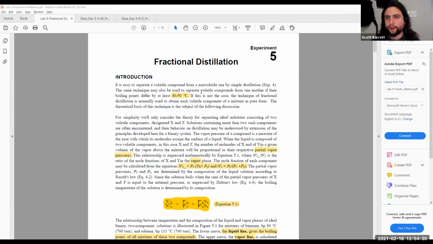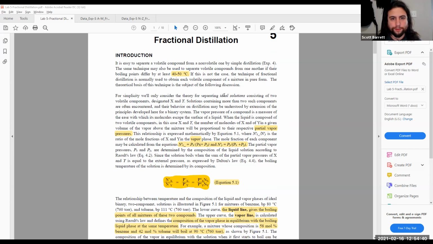So if they have a very similar boiling point, it's good to utilize fractional distillation so that way you can slowly separate the 2 from each other. So coming down here, this explains the exact partial vapor pressures and the equation utilized in order to calculate the mole fractions with regards to pressure.